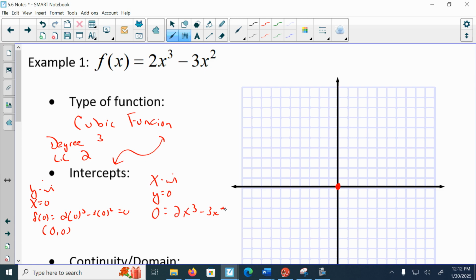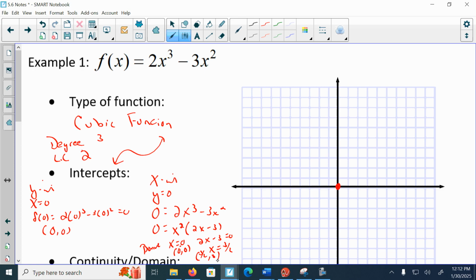And then I'm probably going to factor out an x squared to make this 2x minus 3. So now x is equal to 0, and 2x minus 3 is equal to 0, so x is equal to 3 halves. So this point gives me (0, 0), and it has a multiplicity of 2 because this is squared, which if we remember, it's going to bounce there. Remember that. And then x is equal to 3 halves, so my other ordered pair is (3 halves, 0).